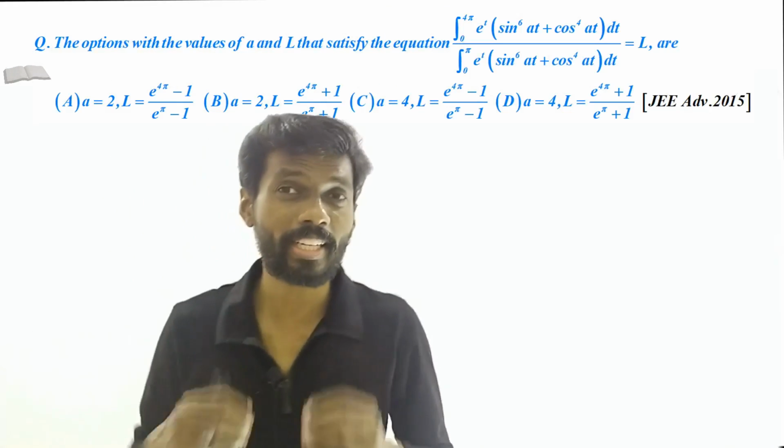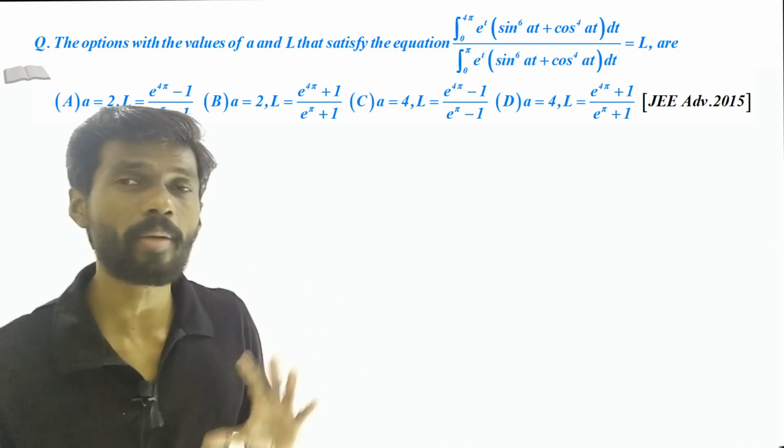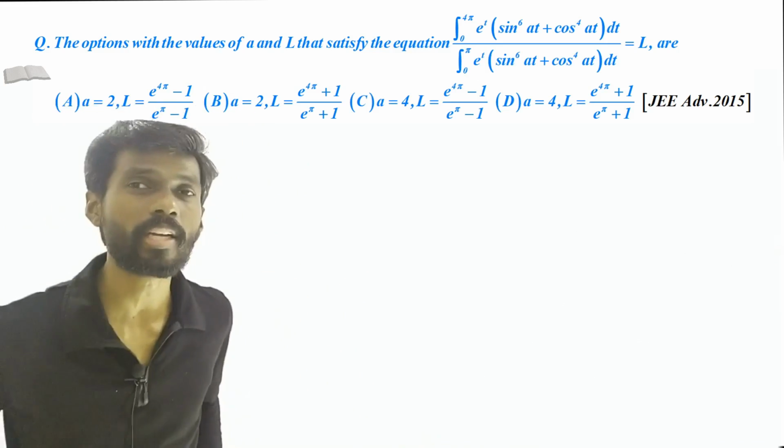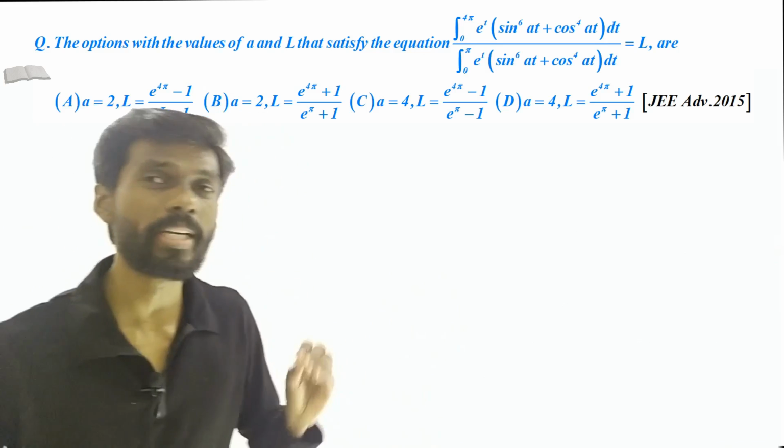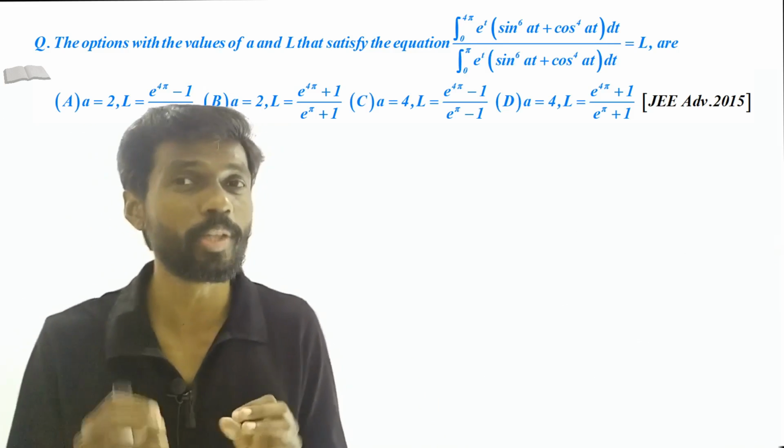Here the ratio of two integrals is given, so we have to find the relation between these two integrals in the numerator and denominator. In the numerator we have an integral with limit 0 to 4 pi, and in the denominator we have limit 0 to pi, so that is the only difference. Let us simplify only the numerator integral.